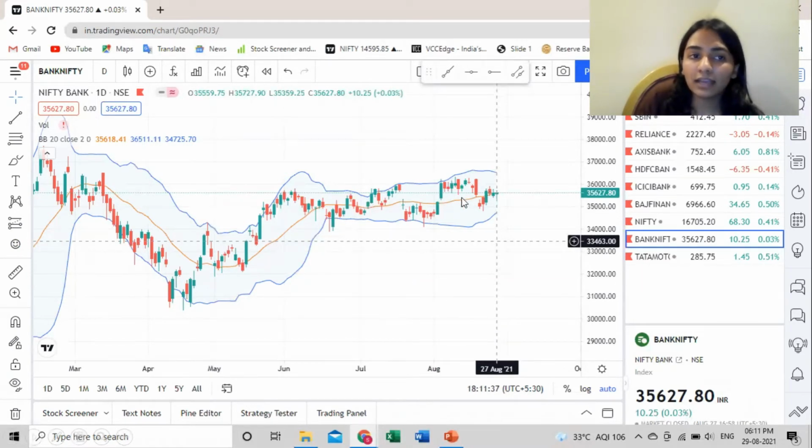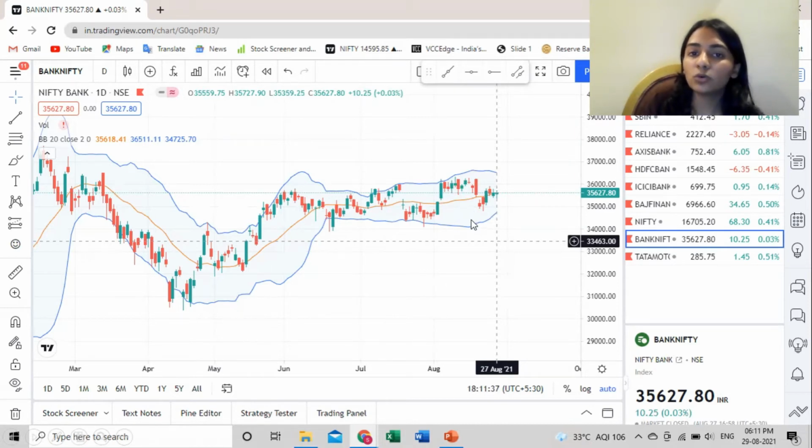This is the mean line, which is right now at the 20-day close, and the standard deviation that we have taken is 2, which means the upper band is plus 2 standard deviations, and the lower band is minus 2 standard deviations.